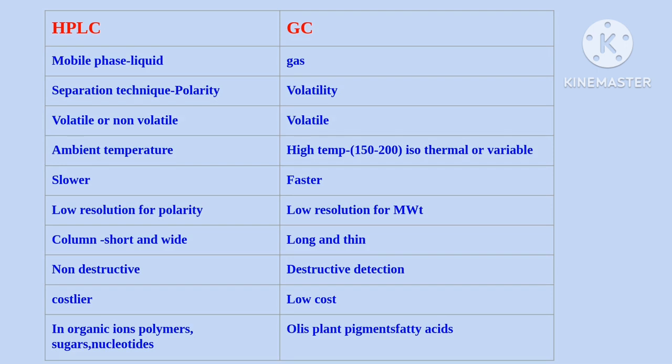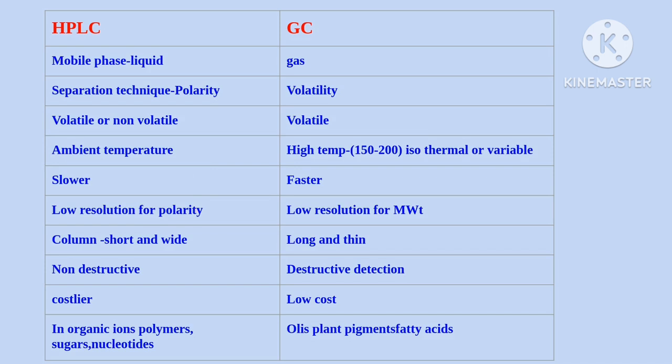Next one, differences in equipment. There are several differences between the apparatus used in HPLC and GC. Column length. In HPLC, the columns used tend to be relatively short and wide, measuring up to 30 centimeters in length and having an internal diameter up to 8 mm. On the other hand, GC columns are much longer and thinner. Some methods use a column that can be as long as 100 meters with an internal diameter of 0.1 to 1 mm.